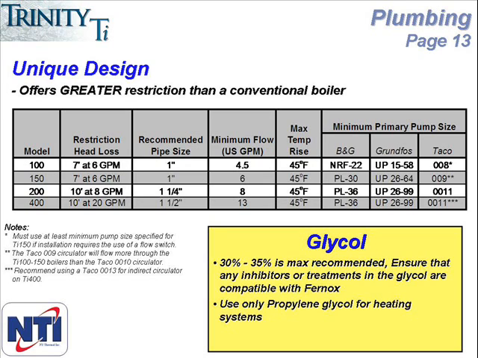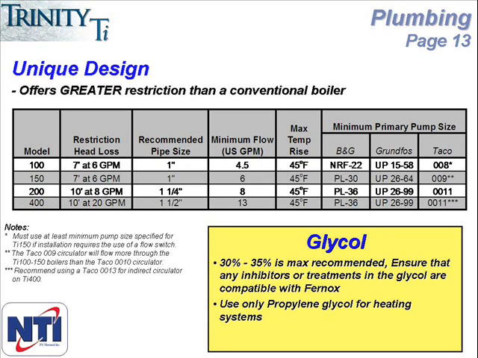The design of the TI makes it a little more restrictive than conventional boilers, and there can be a tendency to underestimate the size of the pump required on the primary loop, including the pump used for an indirect. Because of this, NTI has laid out minimum pump sizes for each model, which can be found in a table on page 13 of the installation manual.